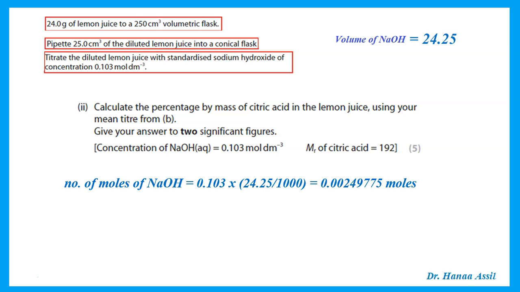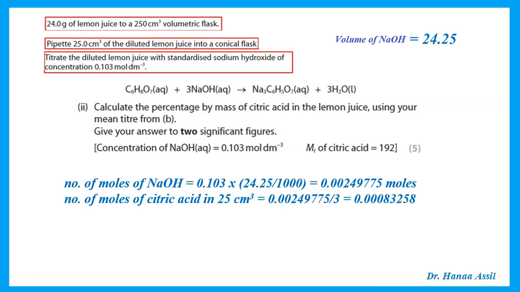Then we're asked about what? We're asked about citric acid. So we look at the equation that we were given. What is the relationship between the number of moles of citric acid and number of moles of sodium hydroxide? Well, obviously the citric acid, which is the C6H8O7 there, this is a 1:3 ratio. So the number of moles of citric acid is the number of moles of sodium hydroxide divided by 3.